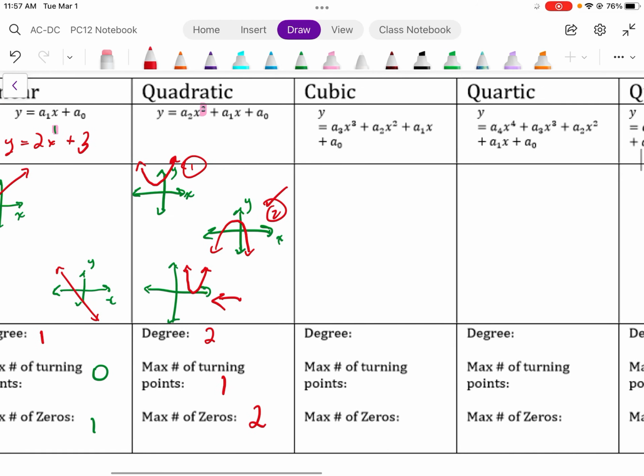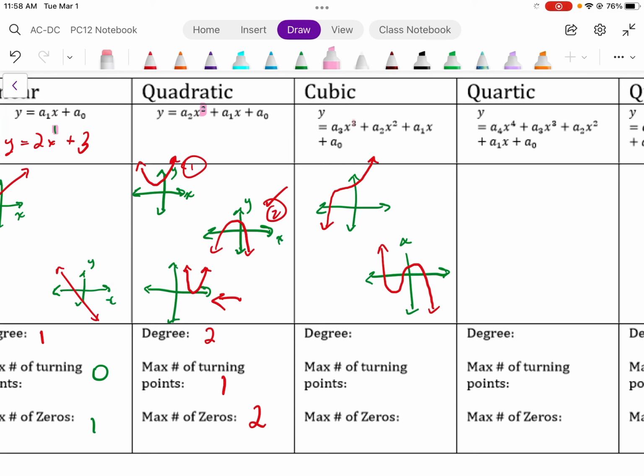A cubic function. Well, cubic functions are fairly interesting, I think. They need not be symmetric in any way. So a cubic function can look like that. A cubic function could also look like this. So the degree of a cubic function, well, the highest exponent is 3.